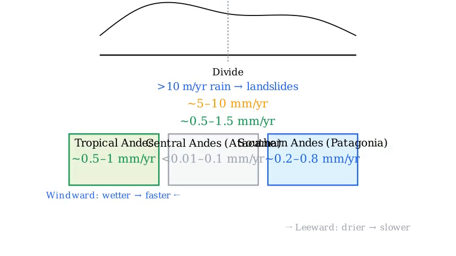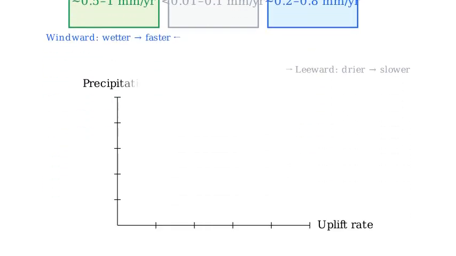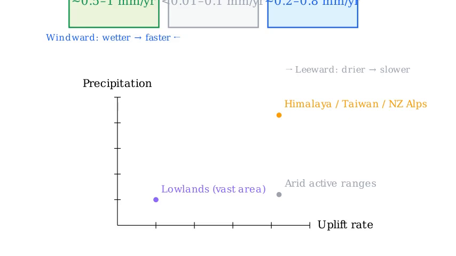Globally, the fastest erosion often occurs where uplift is high and precipitation is high. Think of a simple map: uplift on one axis, precipitation on the other. Regions like the Himalaya, Taiwan, and the Southern Alps sit in the high corner. Arid but active ranges can be high uplift but low precipitation, so their erosion is moderate. Vast flat dry places erode slowly per unit area, yet collectively export lots of sediment because they cover huge areas.